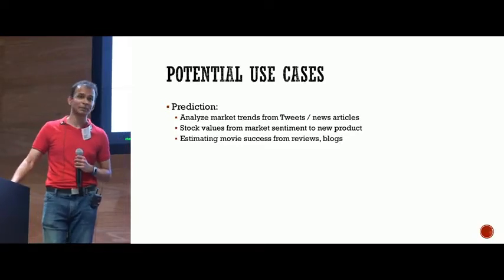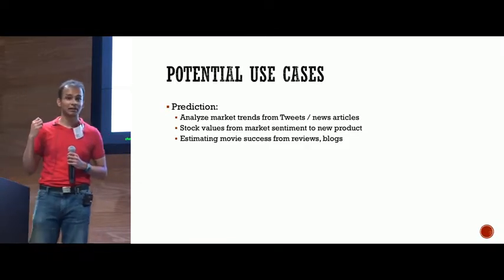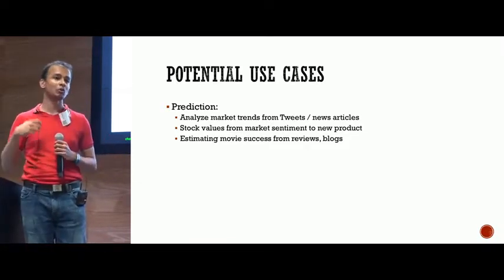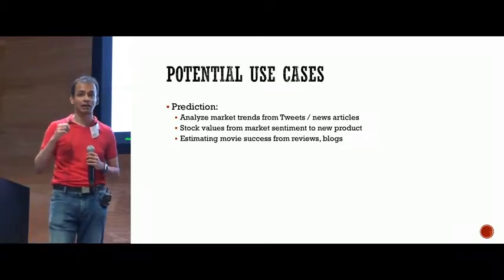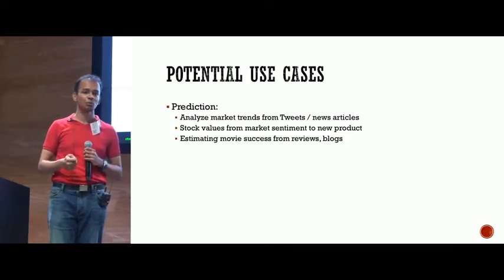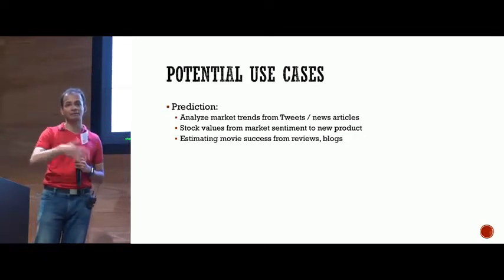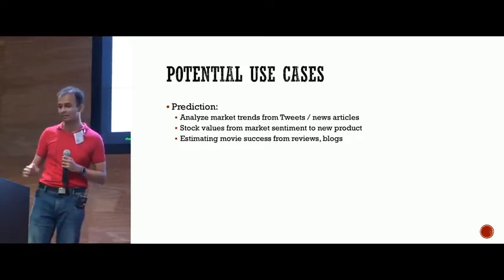The third one is estimating a movie's success. For example, if we can come up with some way of figuring out what the reviewers are saying and how this is impacting the revenues for the movie, then we can also have some way of understanding probably what will happen the next time we have something similar.